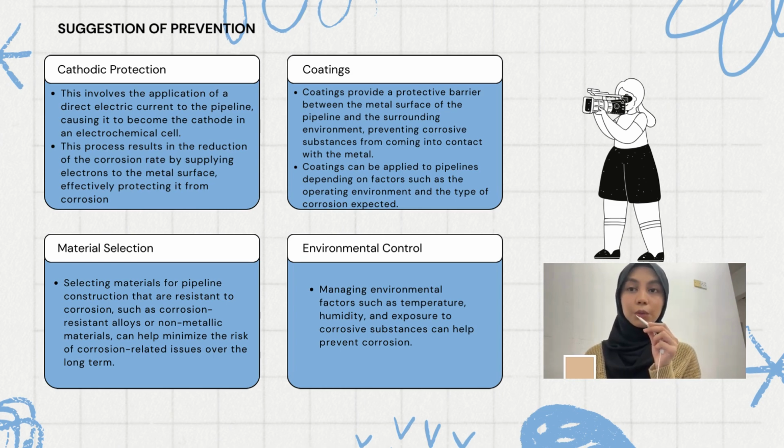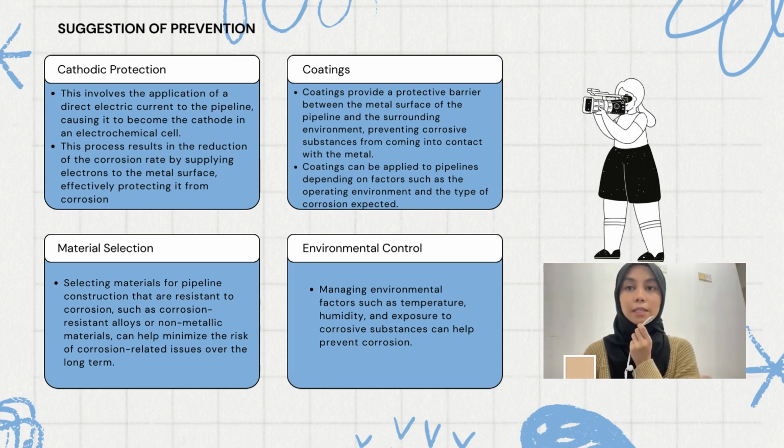Next is the coating. So what does coating do? Coating provides a protective barrier between the metal surface of the pipeline and the surrounding environment, preventing corrosive substances from coming into contact with the metal. Coating can be applied to the pipeline depending on factors such as the operating environment and the corrosion expected. There are three types of coating. First, the metallic coating, for example zinc. Next, the inorganic coating, which could be epoxy, and lastly the organic coating, which could be polyethylene.